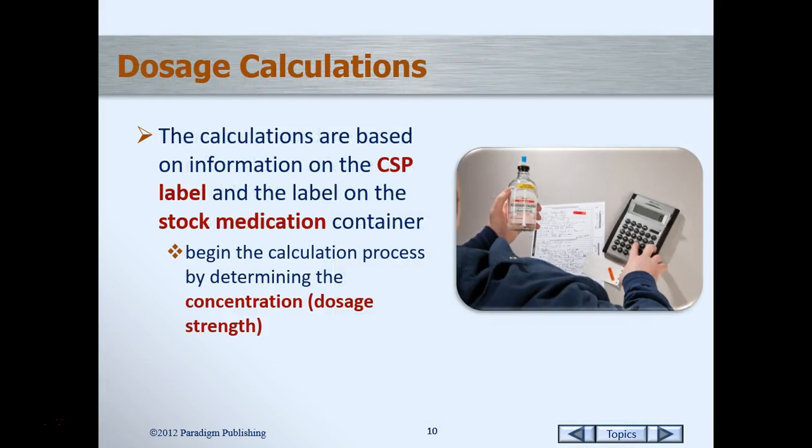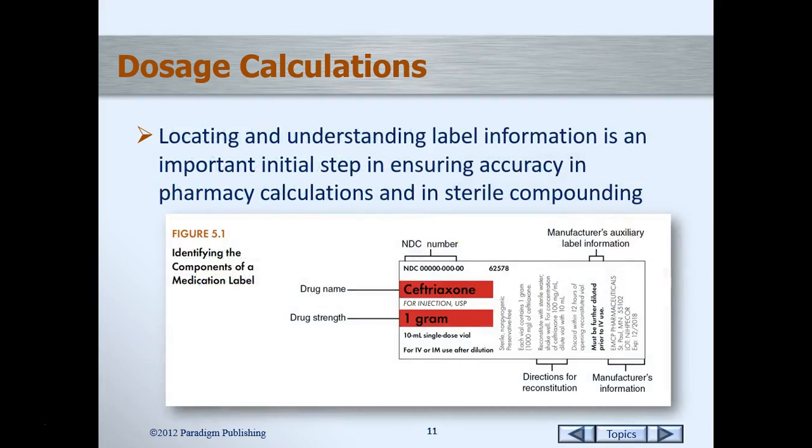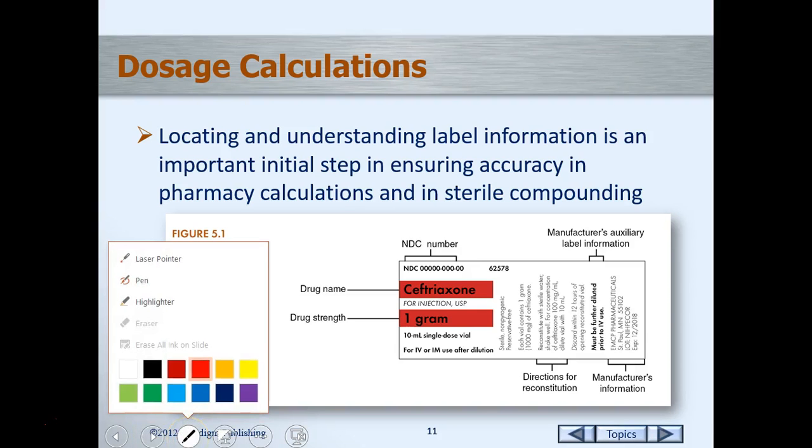So the calculations themselves, they're based on the information on the compounded sterile product label and by using the stock medication container. So we begin the calculation process by determining the concentration or the dosage strength of our stock solution. So here we have a stock solution of ceftriaxone. So what we would look at on this order, let's see, get our little pen here and take our highlighter.